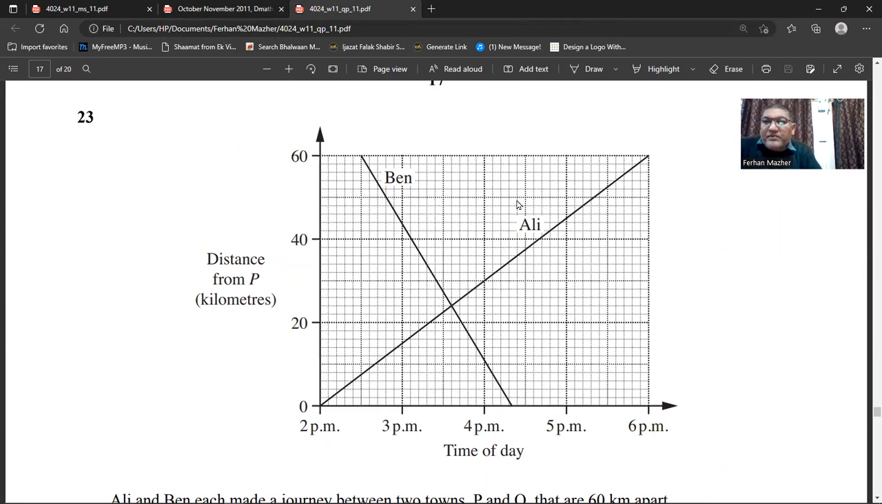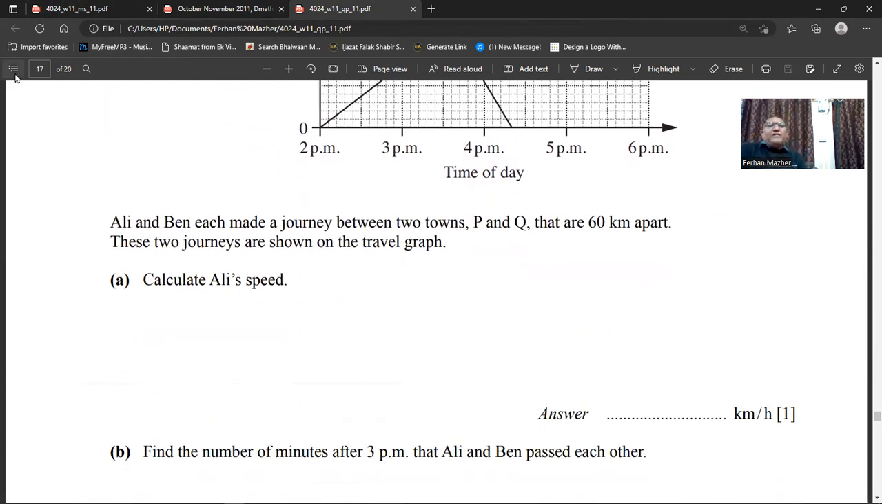We are talking about two people, Ali and Ben. Ali is coming from the other place, he will go away, and Ben is there and he will come back. They are coming towards each other. Ali and Ben each made a journey between the two towns P and Q that are 60 kilometers apart. These two journeys are shown on the travel graph.